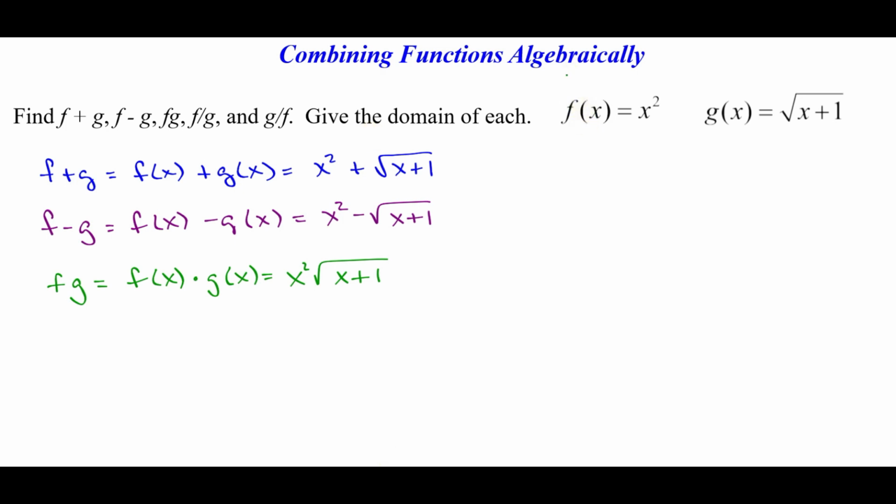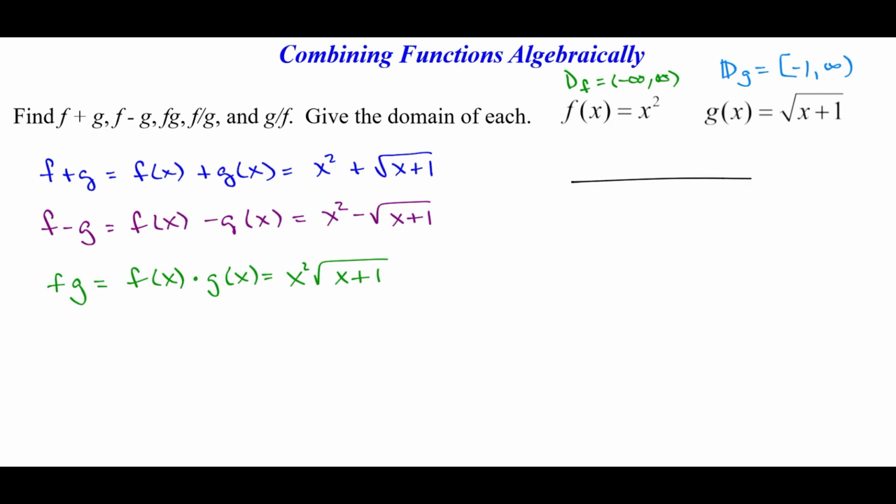So if we come up here, the domain of the f function is simply all real numbers because this is a parabola. The domain of this g function is going to be the values from -1 to positive infinity, because the quantity x plus 1 has to be greater than or equal to 0, so x is greater than or equal to -1. So when I combine two functions together like this, I'm really just looking at the overlap of these two functions, so I want to find any number that is contained in both of those.